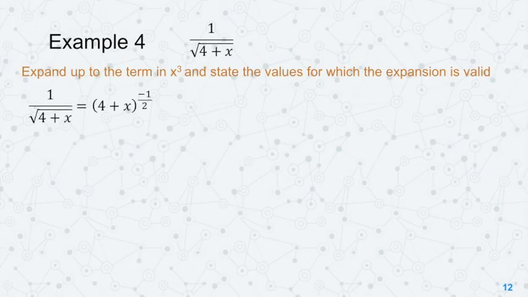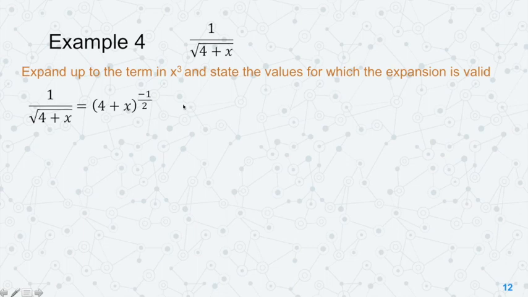Okay, now let's go to example number 4. Example number 4 is, expand up to the term in x cubed and state the values for which the expansion is valid. Now we can rewrite this as 4 plus x to the power of negative 1 half. But the formula is 1 plus x to the power of n, where n is a rational number. The problem with this is the first term is a 4 and not a 1.